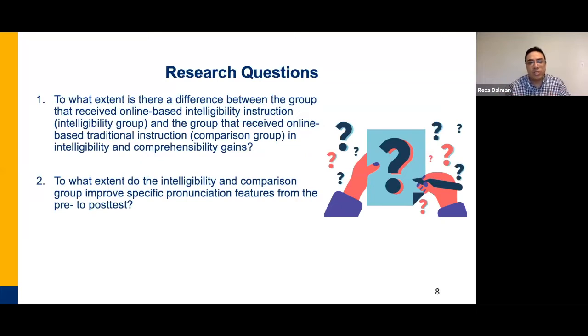There are two research questions for this study. The first one is, to what extent is there a difference between the group that received online-based intelligibility instruction, which I will refer to from now on as the intelligibility group, and the group that received online-based traditional instruction, which I will refer to as the comparison group, in intelligibility and comprehensibility gains? And the second research question asked, to what extent do the intelligibility and comprehensibility group improve specific pronunciation features from the pre to post test?